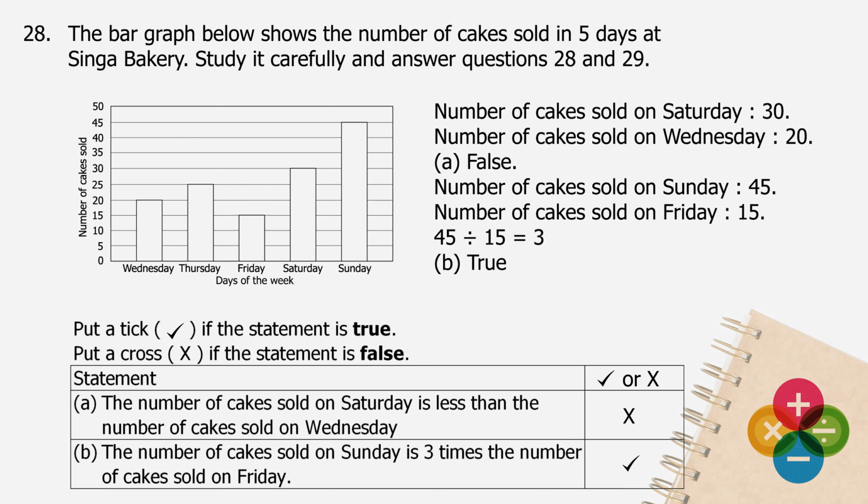The number of cakes sold on Sunday is 45. The number of cakes sold on Friday is 15. If we divide 45 by 15, the quotient is 3. The statement, the number of cakes sold on Sunday is 3 times the number of cakes sold on Friday, is true. B. The statement is true.